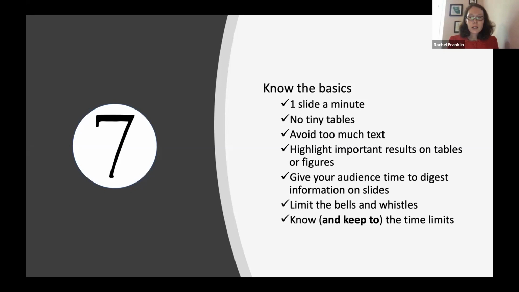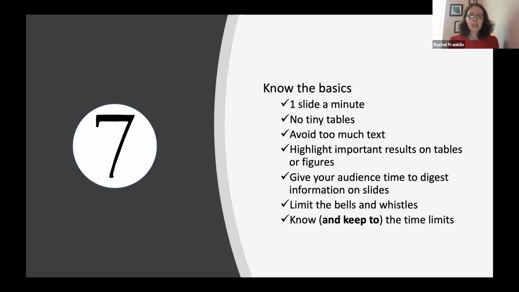Depending on who your audience is, I would say no tiny tables. Certainly, if you have a tiny table with lots of small numbers on your slide, then what you're doing is performing research and not conveying results. So there may be reasons to put tables in your slides, to convey that you've done all of the requisite research and that your results are robust. But you need to understand the audience isn't going to be looking at every number and digesting that in the time that you've given them.